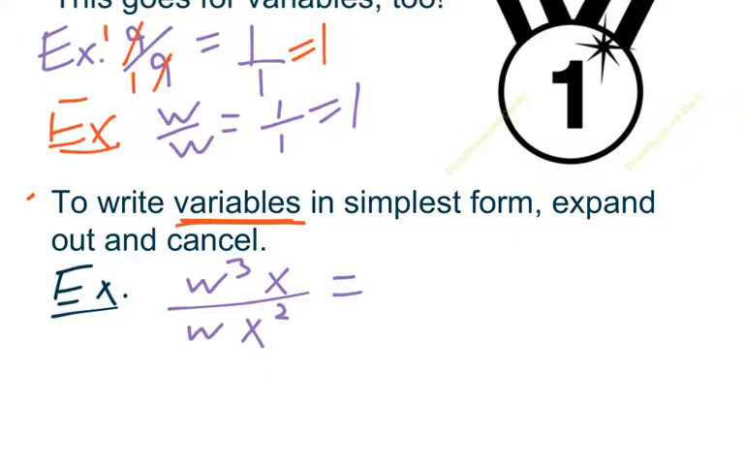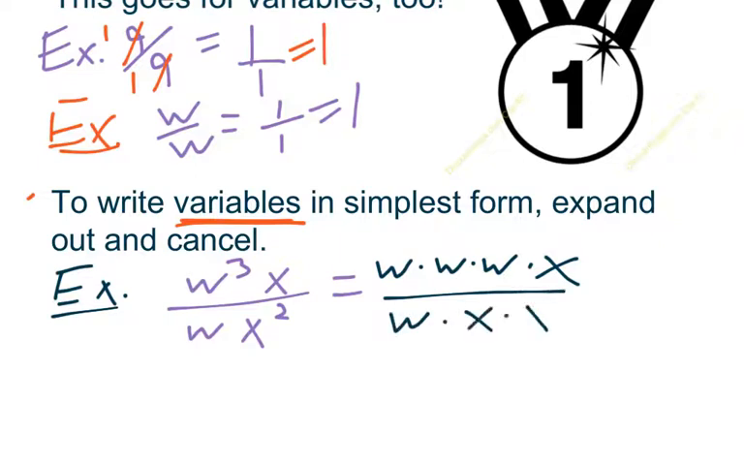So we have 3 w's on top. W to the third means w times w times w times x. And on the bottom we have 1 w and then 2 x's, so times x times x. And remember, if you have something over itself, it's 1. Strive to be number 1. So w over w is 1.